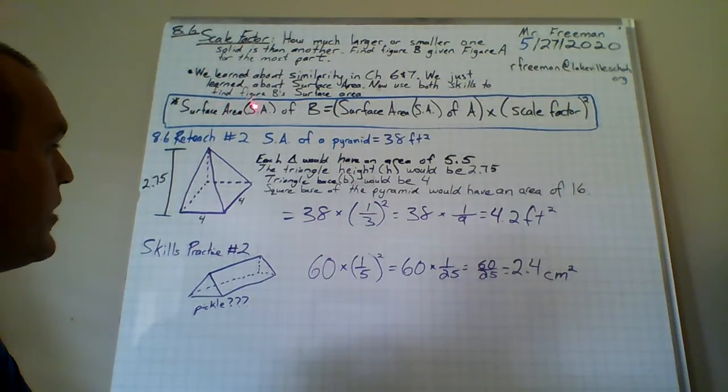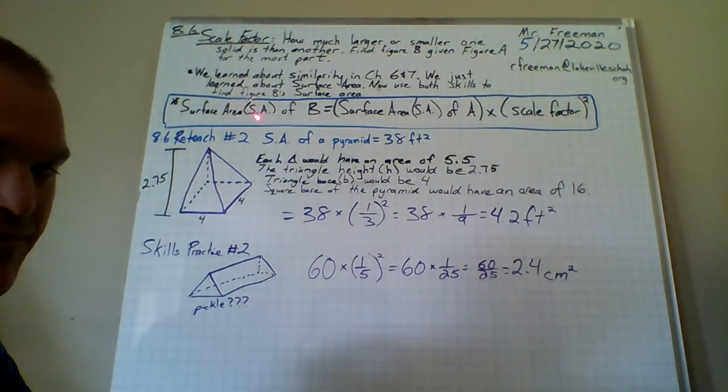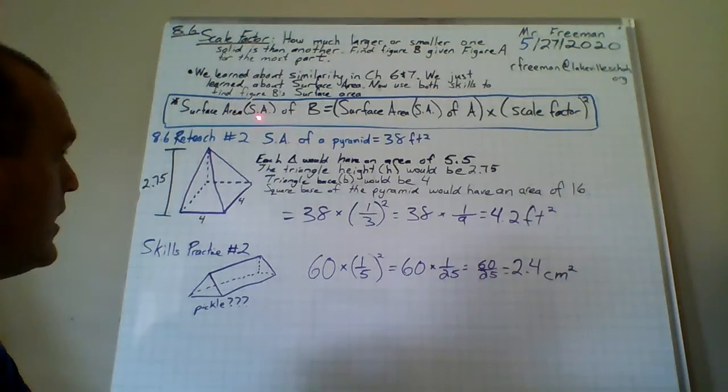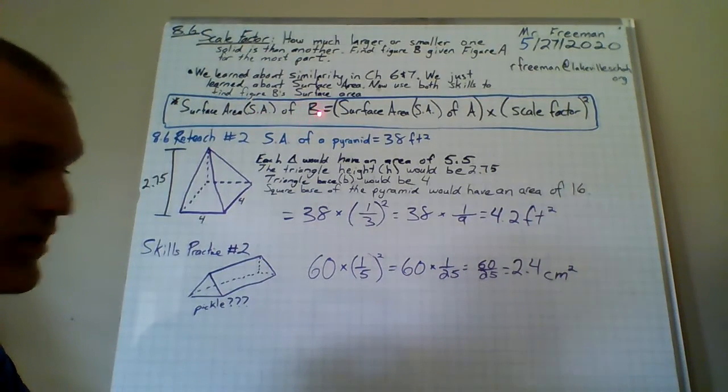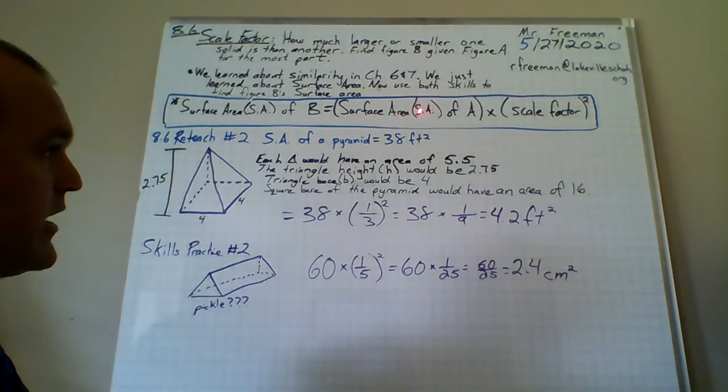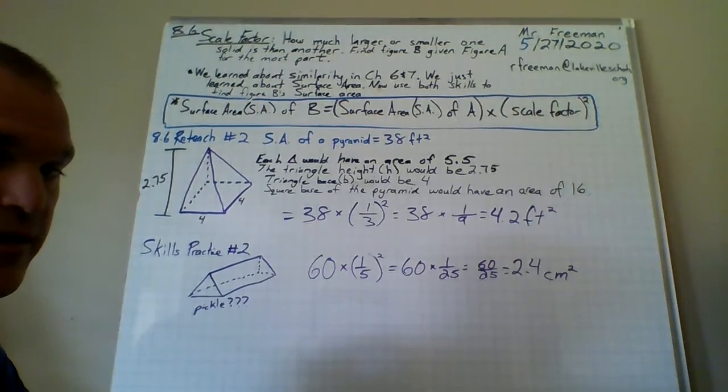This is surface area, and we're going to start using SA for surface area to save us some writing. SA of B, the second figure, in other words, equals the SA of A times the scale factor. The thing I forget a lot, and what I hope you don't forget, is that this has got to be squared. Your scale factor has to be squared before you're going to find your new surface area.